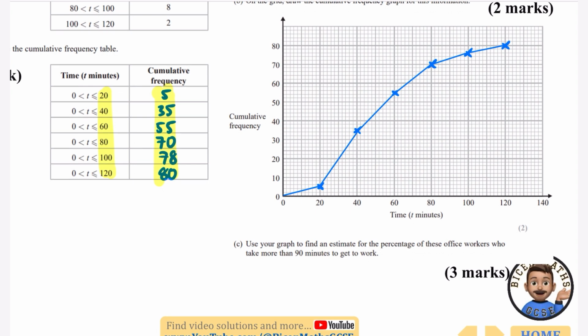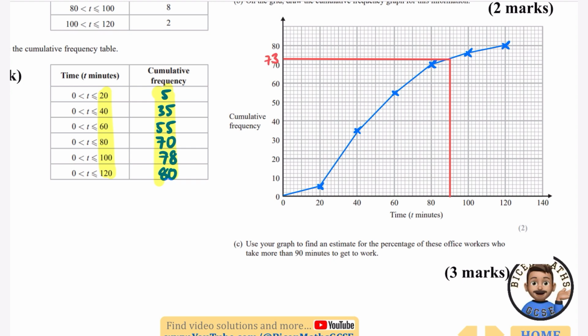It then says use your graph to find an estimate for the percentage of these office workers who take more than 90 minutes to get to work. So it's the same kind of stuff as before. We're going to go for 90 minutes. We're going to look straight up from 90 to here, and then we're going to look all the way across. I think, according to my reading, it looks like it's between 72 and 74. So I'm going to say that this is 73.